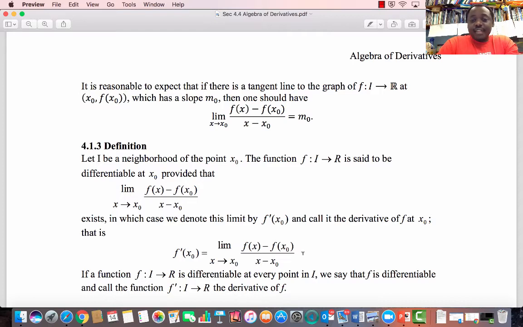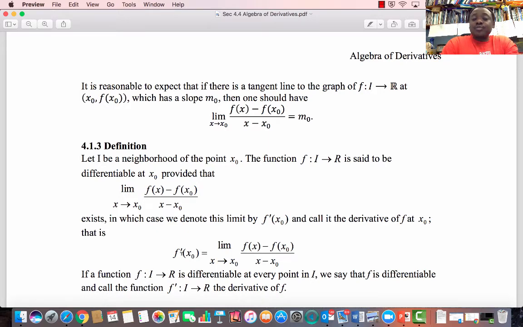That is known as finding the derivative of a function from first principle or by definition. So if I give you a function and I ask you to find the derivative of that function from first principle or by definition, I expect you to find the limit as x approaches x0 of f of x minus f of x0 divided by x minus x0.